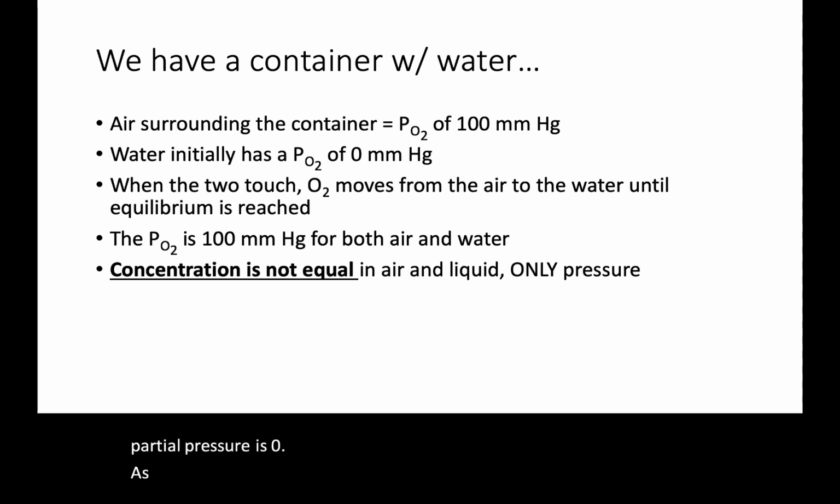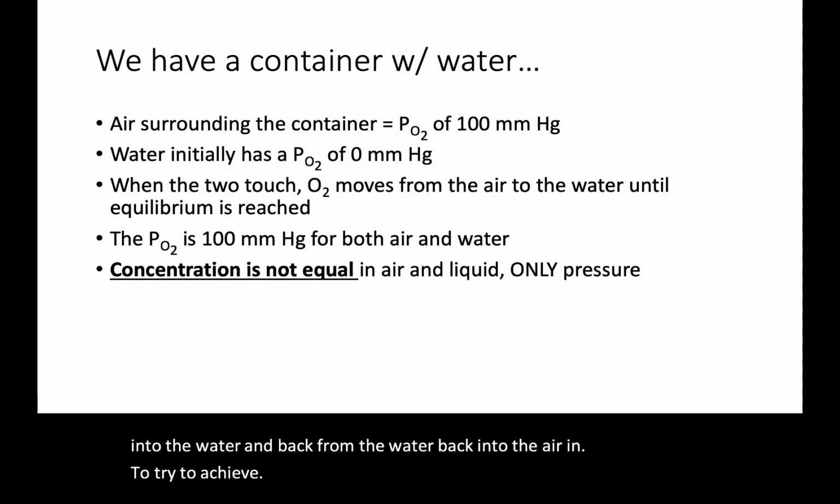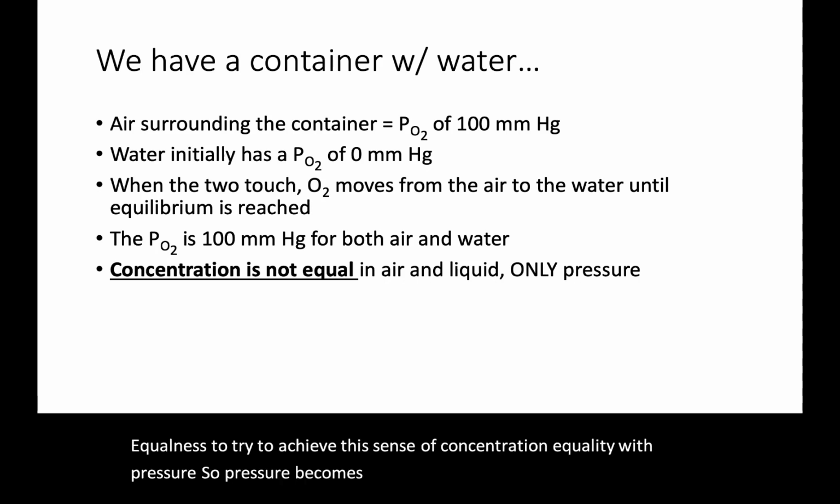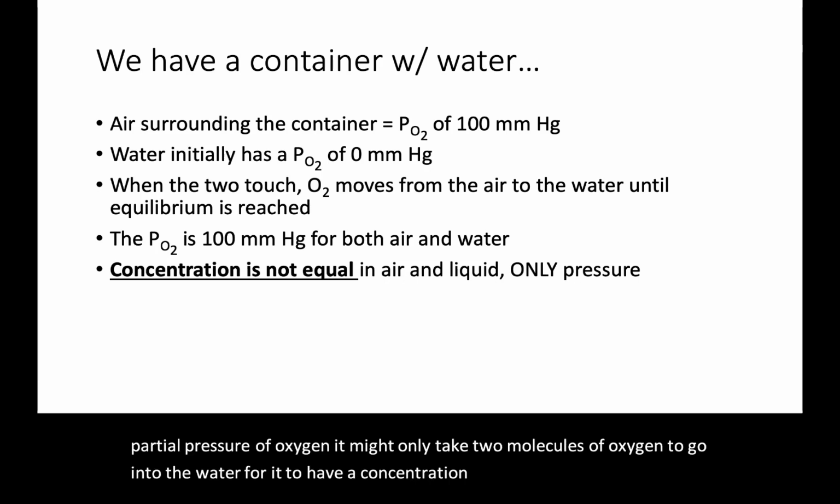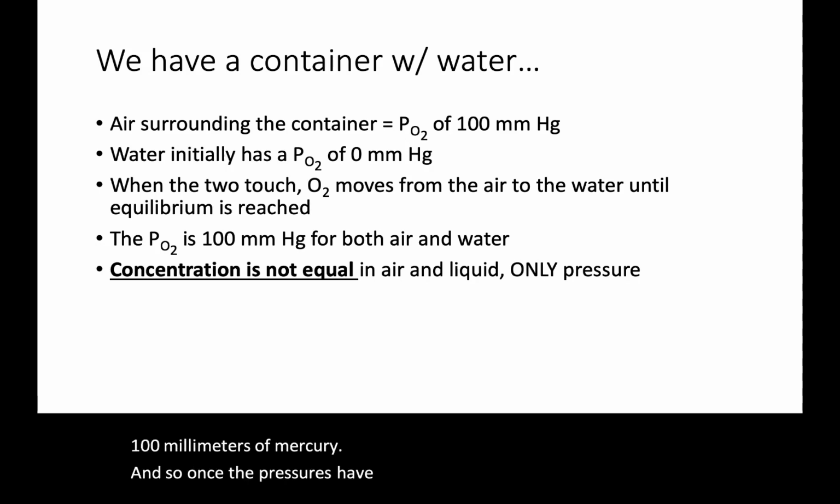As the air bounces off of the surface of the water, oxygen molecules can be exchanged. Oxygen will move from the air into the water, and back from the water into the air, to try to achieve concentration equality with pressure. So pressure becomes equalized in the air and in the water for the partial pressure of oxygen. It might only take 2 molecules of oxygen to go into the water for it to have a pressure of 100 millimeters of mercury. And so once the pressures have become equalized, oxygen will not move between air and water anymore.